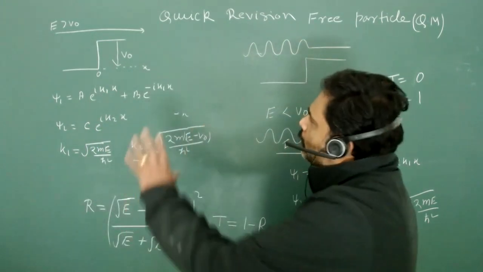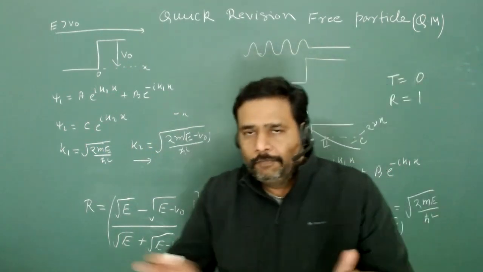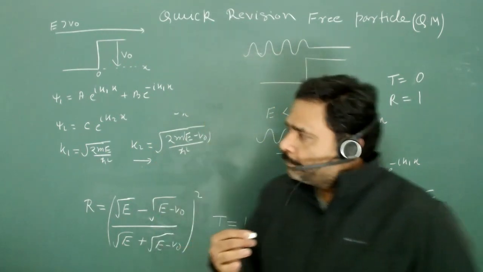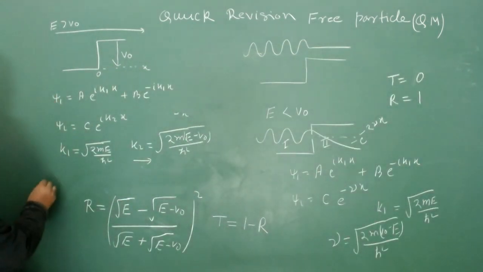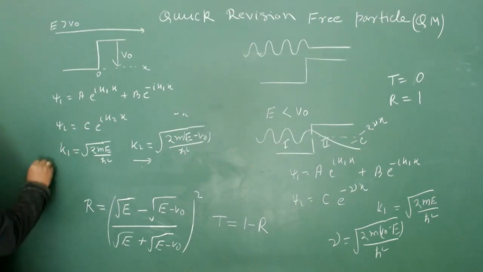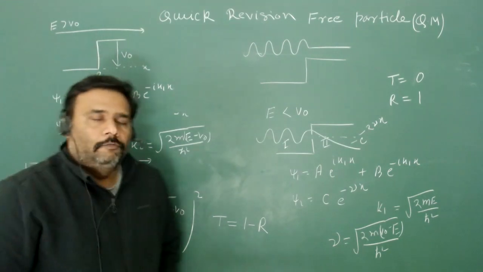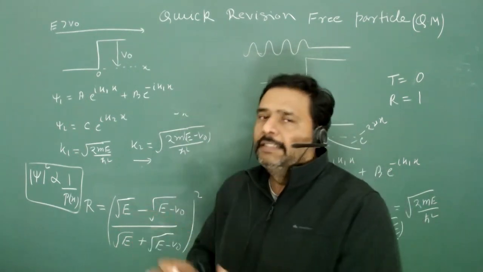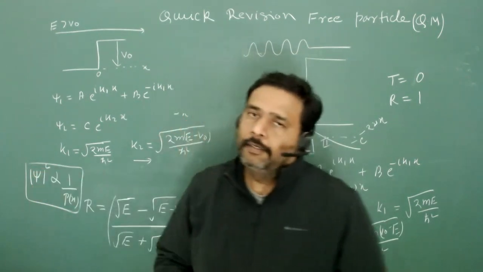You should work out in which region which type of wave function is there, how you can plot it, what will happen to the wavelength, what will happen to the amplitude. This thing is very important. While working on this particular thing, you should always remember that your probability density is proportional to 1 upon momentum. You should always use this particular concept. Whenever your momentum is decreasing, your chance of getting the particle in that region is going to increase. So this concept is also very important.